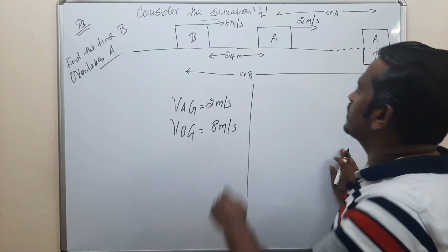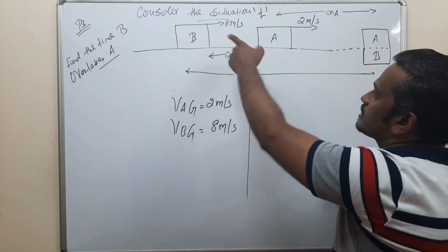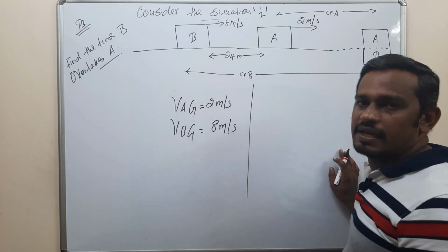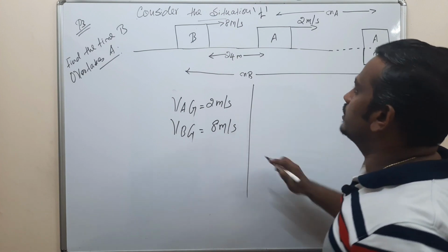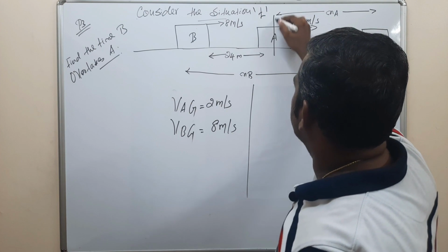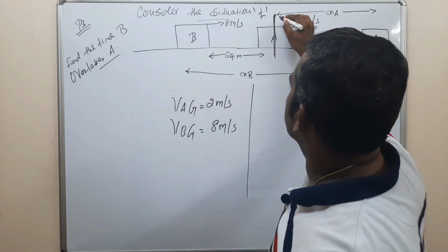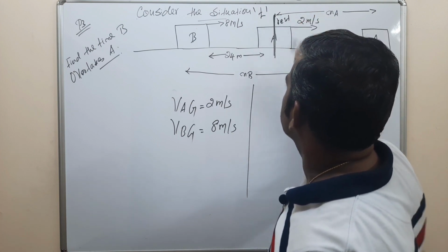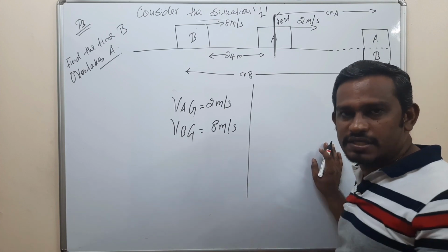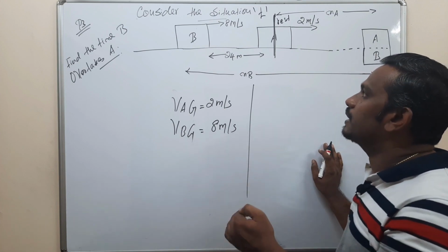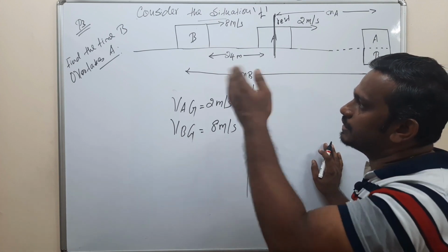So I am finding the velocity of A as seen by B. So that means A is the observer. A is the observer that is at rest. Am I right? This car is at rest. So A is the observer. The observer is in the car A and he is watching the car B.